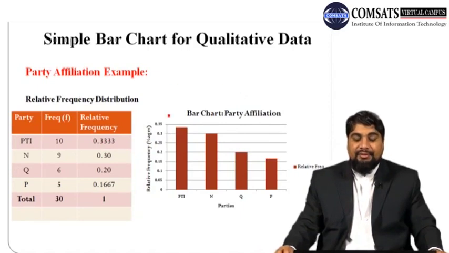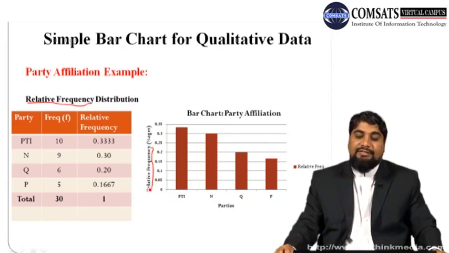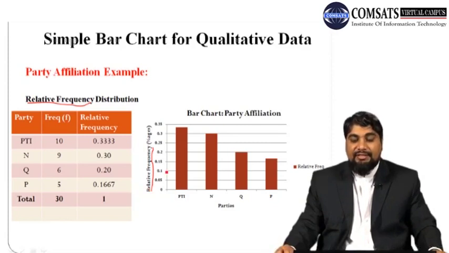In this case we construct the simple bar chart for the relative frequency distribution. In the last two graphs we took only the frequency to construct the bar chart, but as far as this example is concerned, instead of taking frequency we can take the relative frequency on the y-axis, or we can change the layout of the graph. In that case the relative frequency will be placed on the x-axis whereas the parties will be placed on the y-axis.